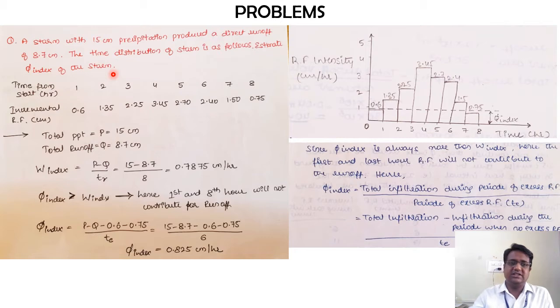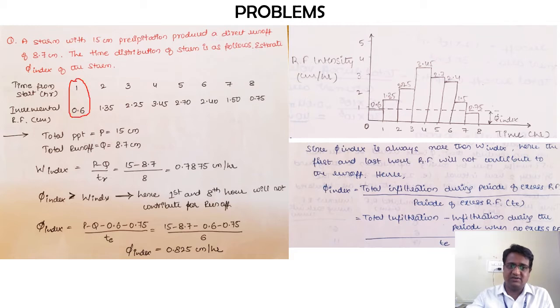Keeping this in mind, what they have given is time from the start. The total duration of rainfall is how much? 8 hours, which is evident from the table they have given. Next we have the incremental rainfall: 0.6, 1.35, 2.25, 3.45, 2.70, 2.40, 1.50 and 0.75. This is the amount of rainfall that has occurred for the respective duration.